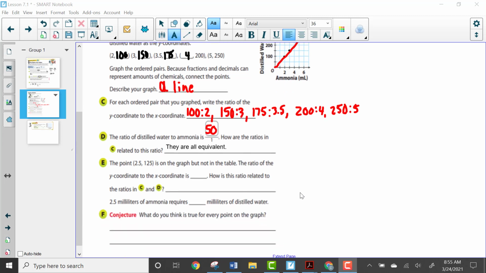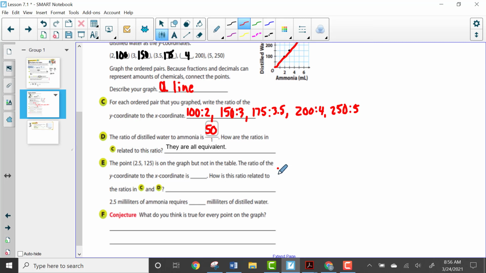Now let's jump down to letter E. It says the point 2.5 to 125 is on the graph, but not in the table. The ratio of the y coordinate to the x coordinate would be what? So let's take a look at this. Y coordinate to x coordinate. We can see 125 to 2.5 would be the ratio. I don't have the room to write it there, so I'm just going to write it off to the side. 125 to 2.5.